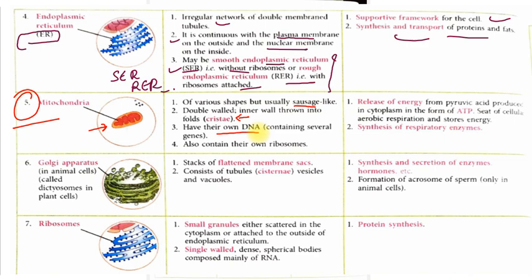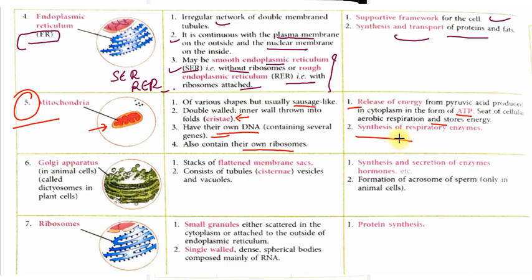They have their own DNA containing several genes, and they also contain their own ribosomes. So the main functions are they help in release of energy from pyruvic acid, which is produced in the cytoplasm, in the form of ATP. ATP is adenosine triphosphate. So it is the seat of cellular aerobic respiration and stores energy.